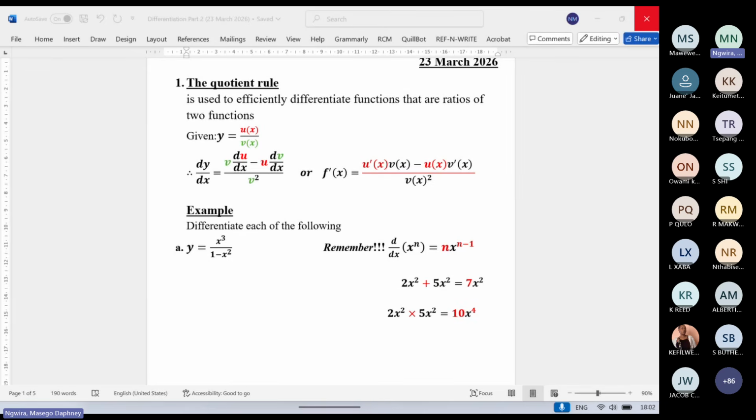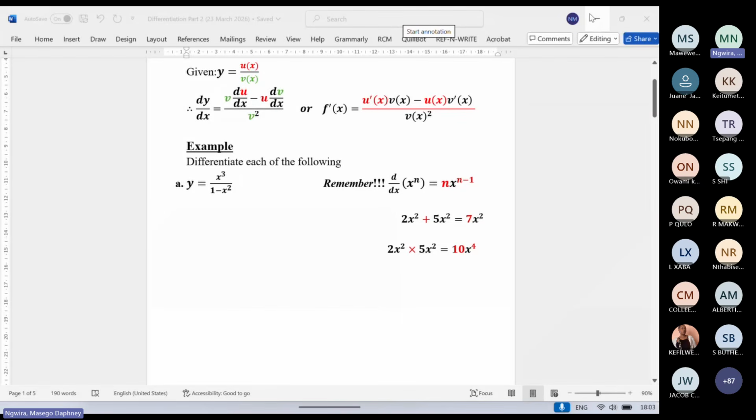Please remember that when we differentiate x to the power of n, you take this n, then you say x to the power of n minus 1. You multiply by n on the side, and then you minus 1 from n. So you're going to follow this rule of the quotient rule.